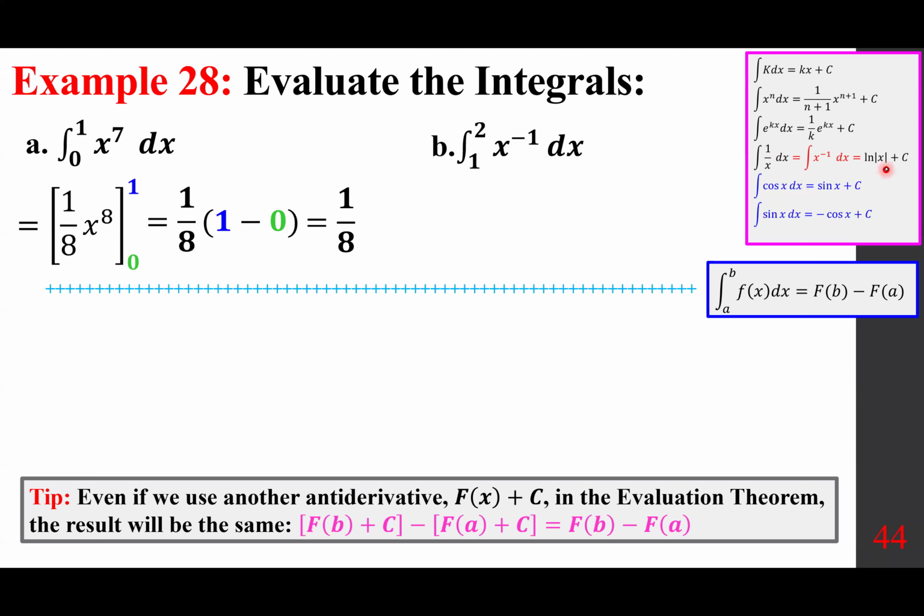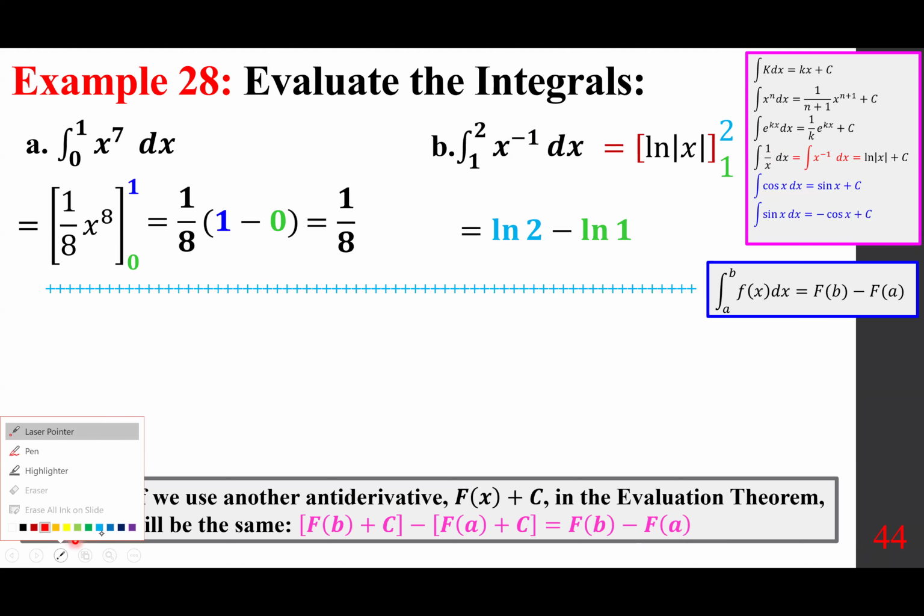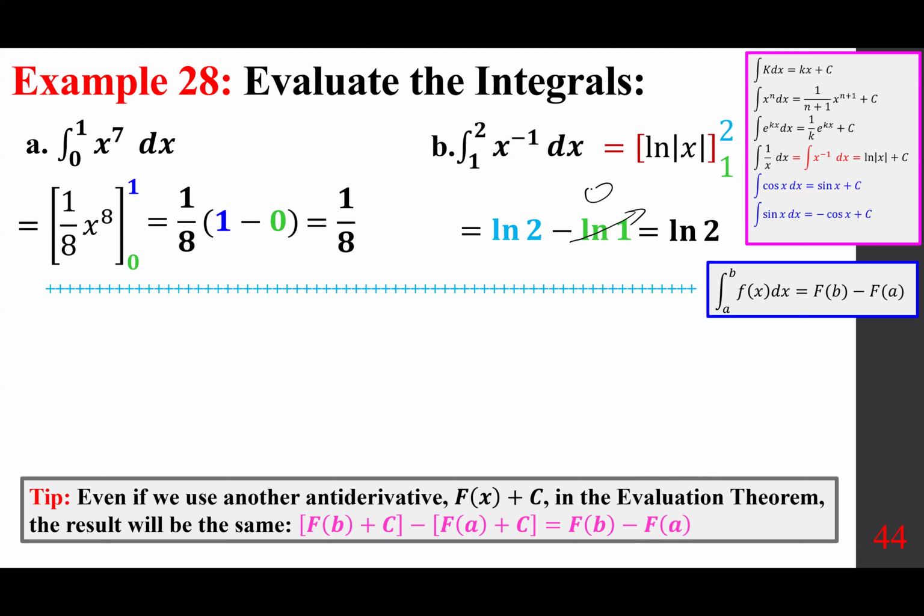Now this one, please recognize x to the power of minus 1 or 1 over x are the same. So the answer is a natural log. We don't write a constant, from 1 to 2. So it's ln 2 minus ln 1. ln 1 is 0. ln 2 is the exact answer. Again, you're a calculus student. The answers must be exact unless they ask you for an approximation.